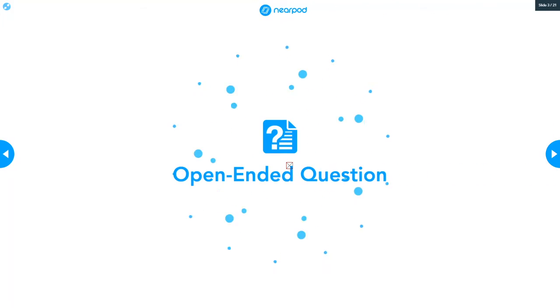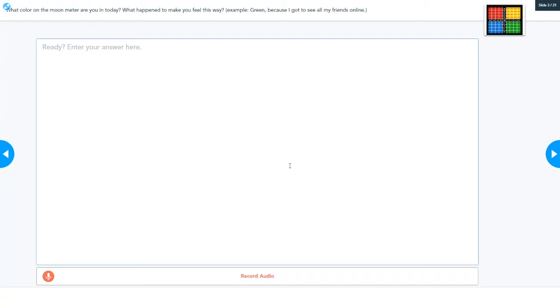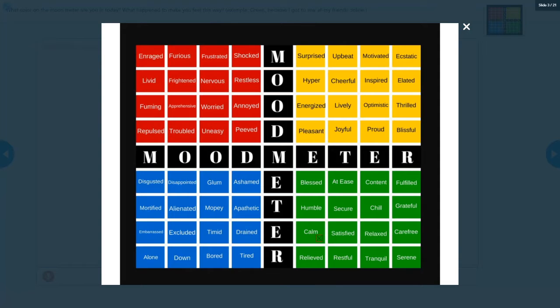On my next slide is an open-ended question. Reflecting back on our mood meter, what color of the mood meter are you? What happened to make you feel this way? I'll click on this picture up here. I'm looking at the 4 different colors that represent my different feelings. I'm going to pick one of those to be the color that represents how I'm feeling today.